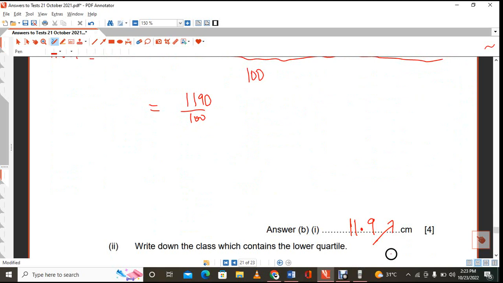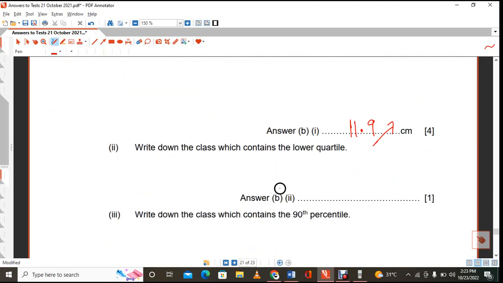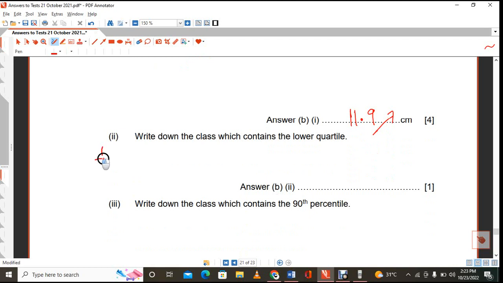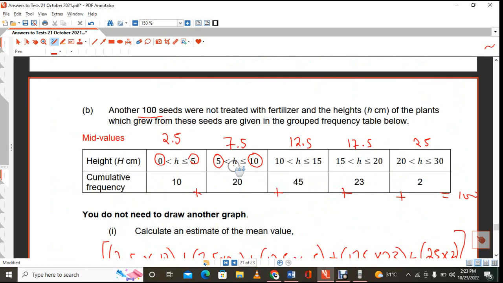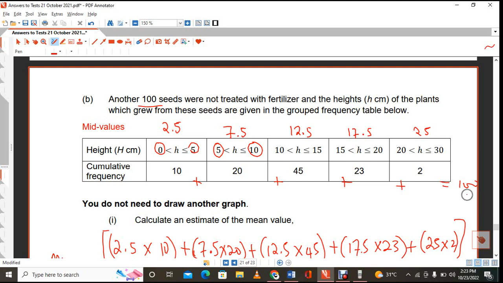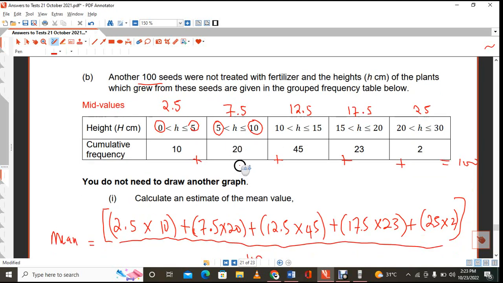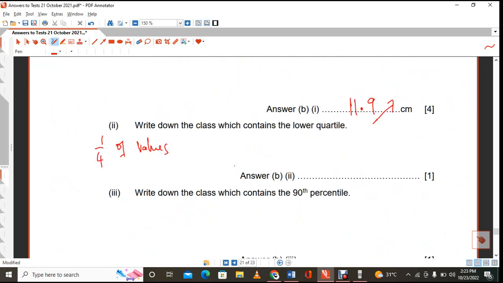Good. When they say write down the class which contains the lower quartile, remember, the lower quartile represents 1/4 of the values. So when we are finding 1/4 of the values, 1/4 of 100, because this is 100, 1/4 of 100 is 25. So we're going to add the cumulative frequency and see where we are going to get 25. If we have 10 plus 20, we get 30. So the 25 should be in this range 5 to 10. So the answer for this one will be in the class group where the height is greater than 5 and less than or equal to 10.